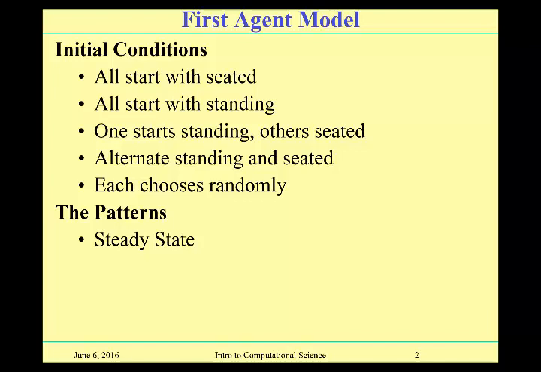So when we started at the beginning, everybody's seated, we had a steady state pattern. However, when we started with everybody standing up, there was a little bit of motion in there where we sat down. And then after everybody's sitting down, we went back to a steady state pattern. When you're looking for patterns in science, we'll often look for situations where we reach the steady state.